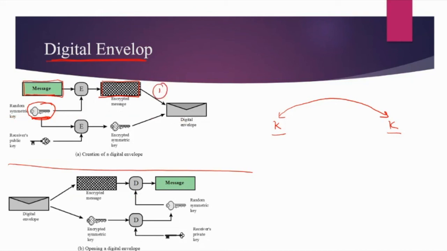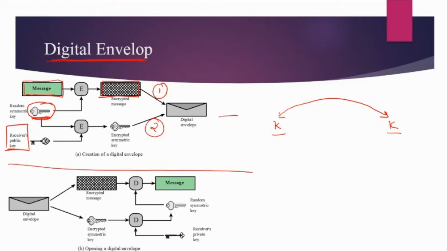Then he will encrypt the key using the receiver's public key, and this encrypted key will also be put in the box, in the envelope. So this is the second thing. There are two things in this digital envelope. One is the encrypted message, which is encrypted using the symmetric key. The other is the symmetric key encrypted using the receiver's public key. Here is where we are using public key encryption. So encrypt the key and put it in the digital envelope.